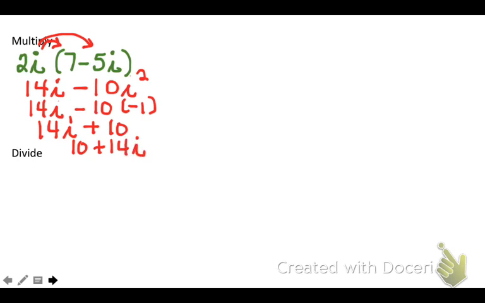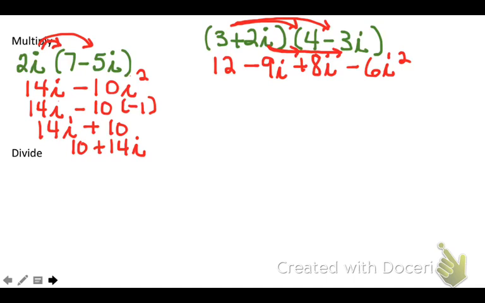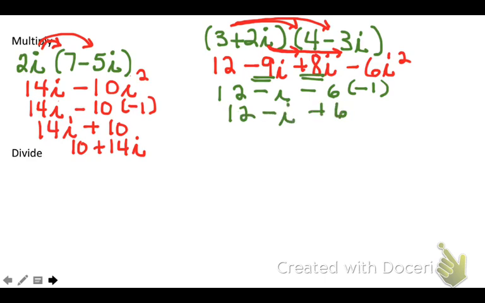Now we'll try one using FOIL. Alright, so I started this one. I did the first step. Now we're going to combine our like terms. So 12 minus i minus 6 times negative 1, because i squared is equal to negative 1. 12 minus i plus 6. We combine 12 and 6. 18 minus i would be my final answer.